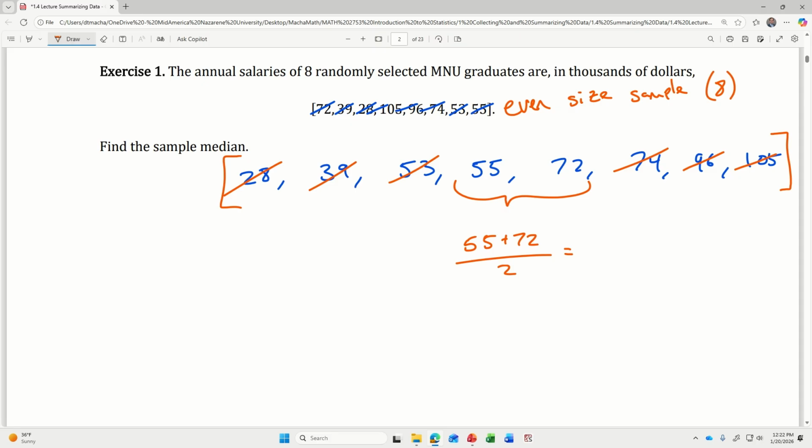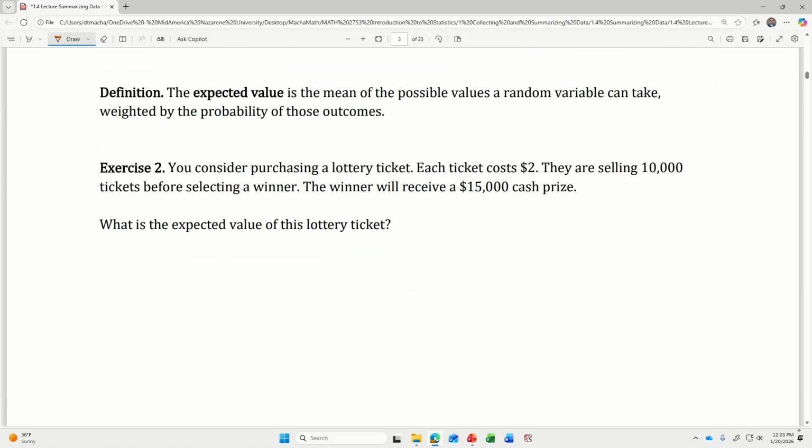What's that difference? It's 17. What's half of 17? Half of 17 is 8.5. So yeah, you're right. It would be 63.5 thousand. All right. Pretty easy, right?